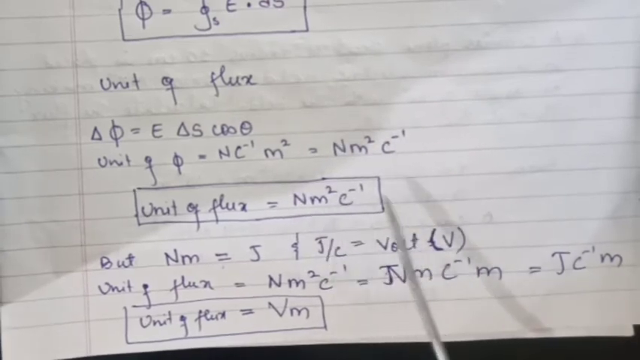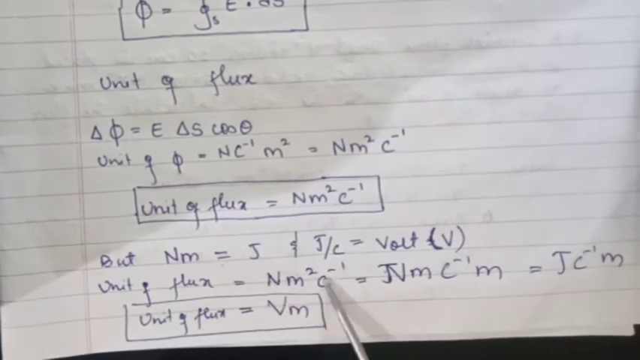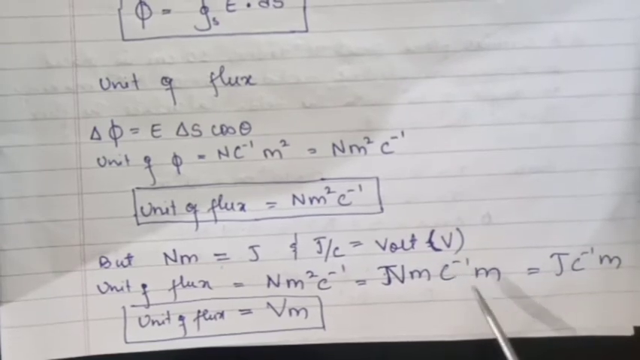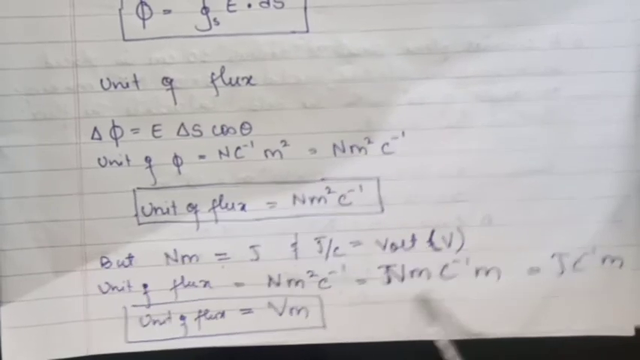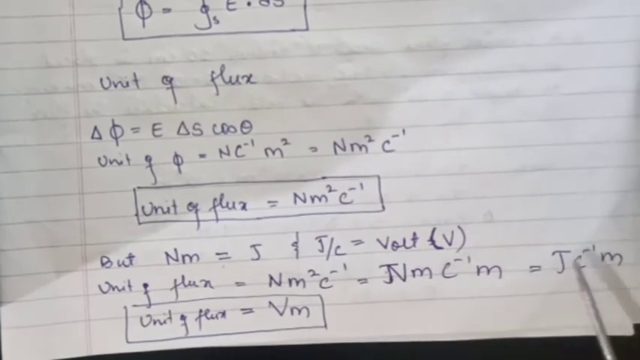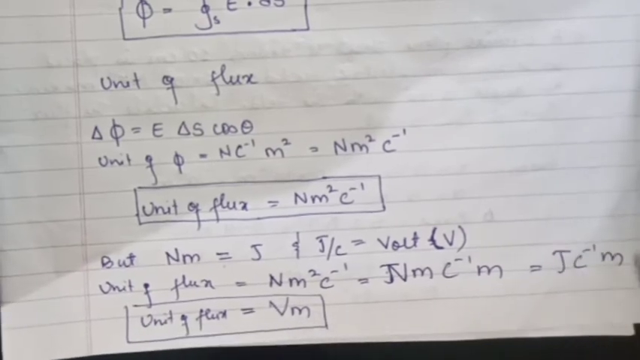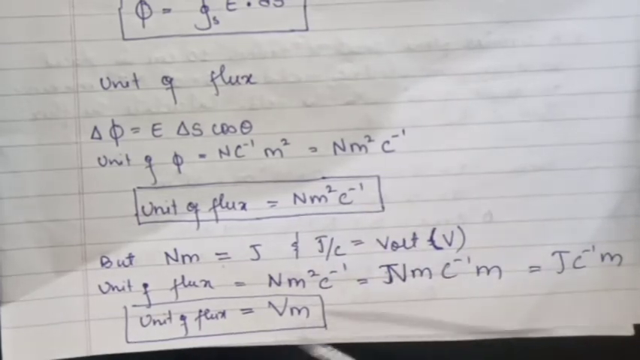Now we can have another unit for this flux. Newton meter square per coulomb can be written as Newton meter per coulomb into meter. So Newton meter is joule. Now joule per coulomb is volt. So unit of flux is volt meter. So this is volt and this is meter. So we have two units. One is Newton meter square per coulomb and another is volt meter.